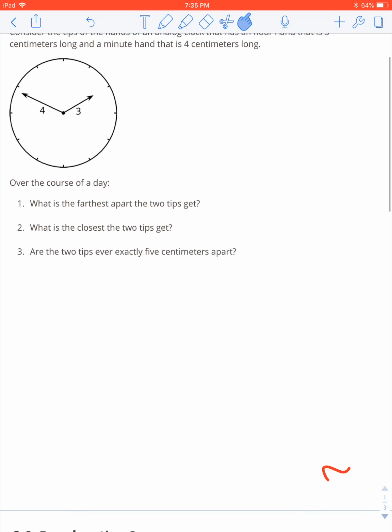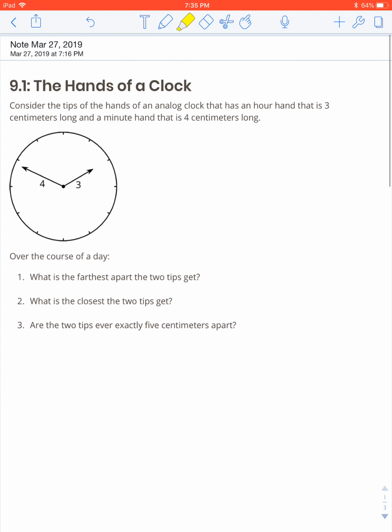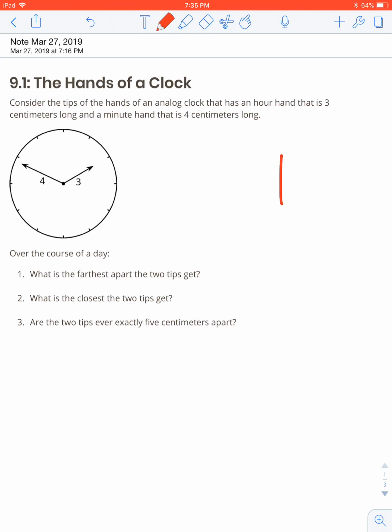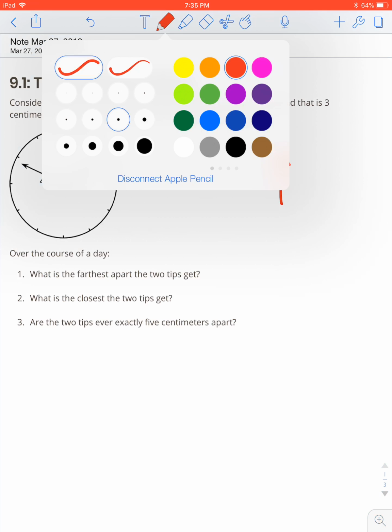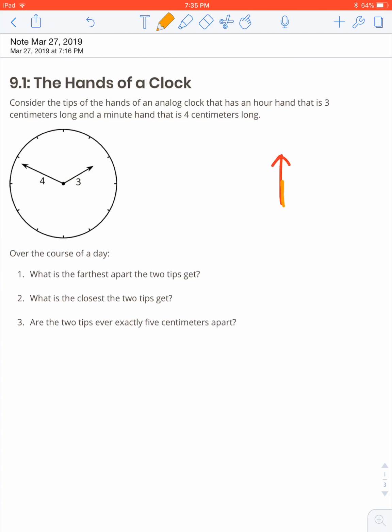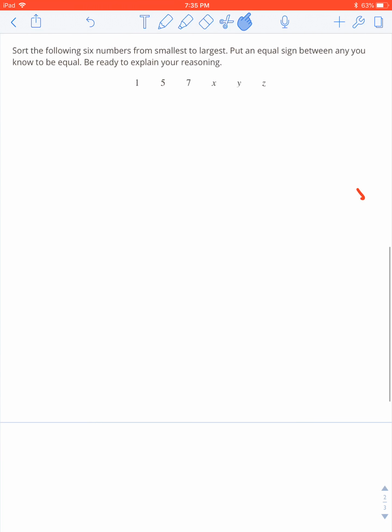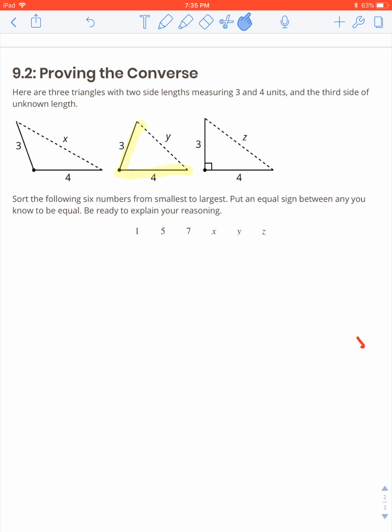And I had asked you guys the last question, what happens if you have one of the sides pointing up and the other side pointing up as well, but then that second side starts to rotate around the clock? What happens to the distance between the two tips, the two points, as it goes clockwise? So this next activity goes into it a little bit further.